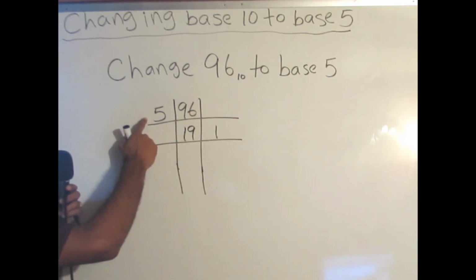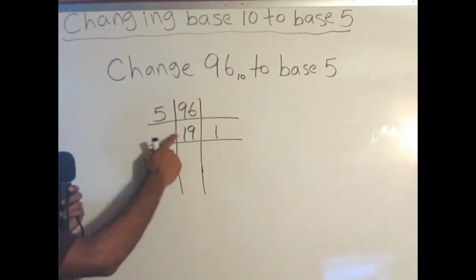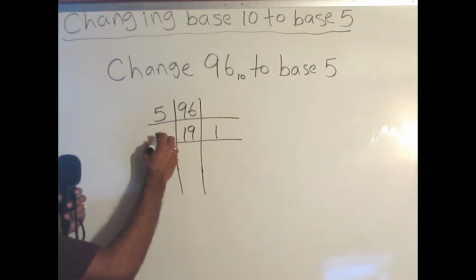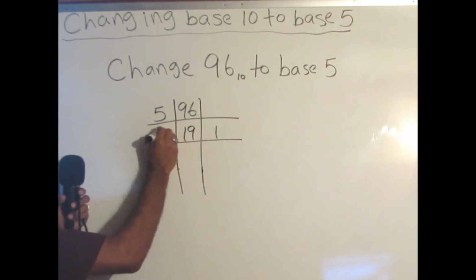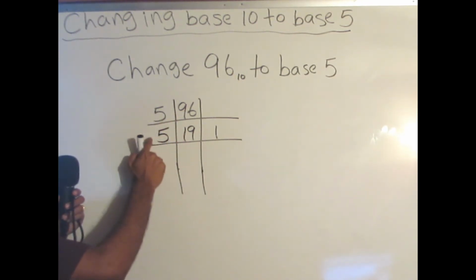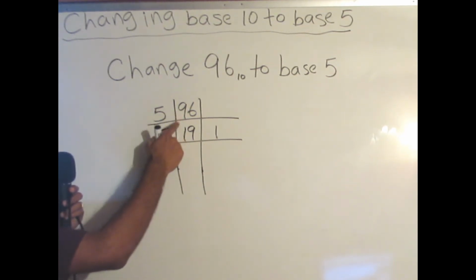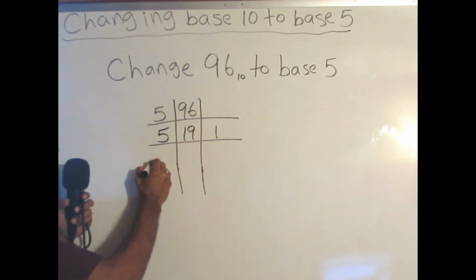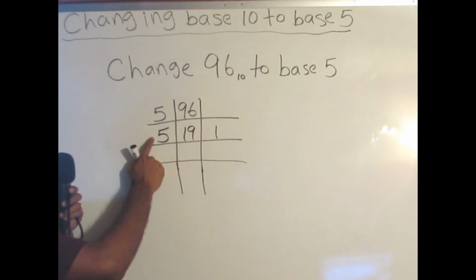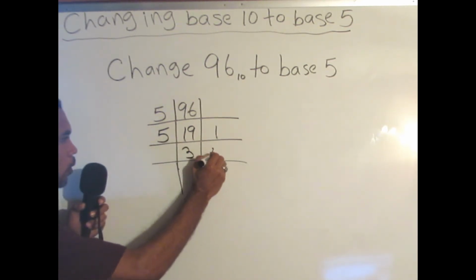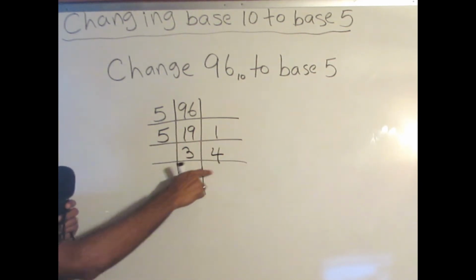So our first step was to see how many times 5 could go into 96, and it's 19 times with one remainder. So we continue to break this down by 5, because remember, we're changing 96 base 10 to base 5. Our second step, how many times can 5 go into 19? So 5 can go into 19 3 times with 4 remainder.